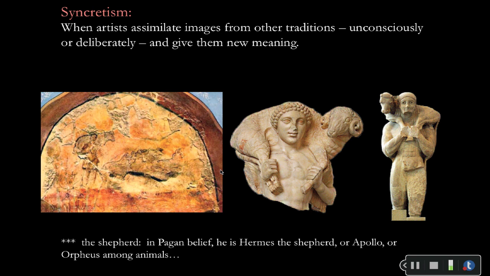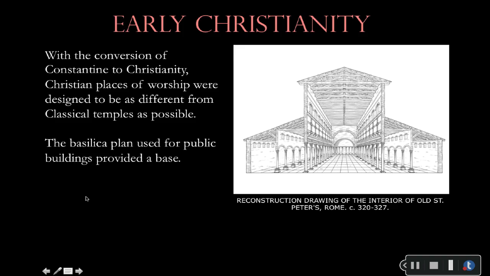And this is the early image of Christ. He's given up all of his earthly belongings. He's leading the flock. So as we have the signing of the Edict of Milan in 313, we have a huge influx of people who are converting to Christianity. And so these people need a place of worship.